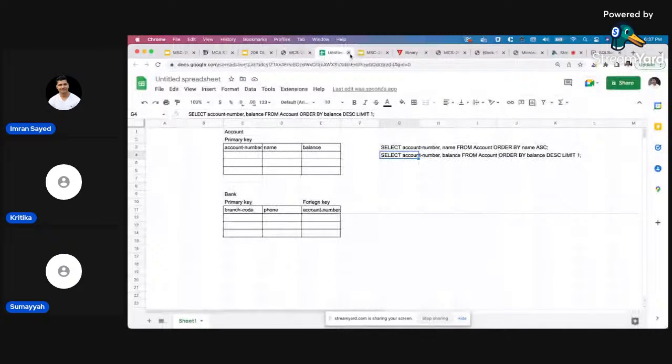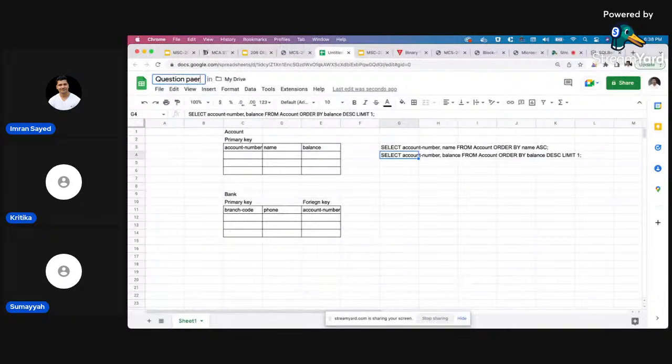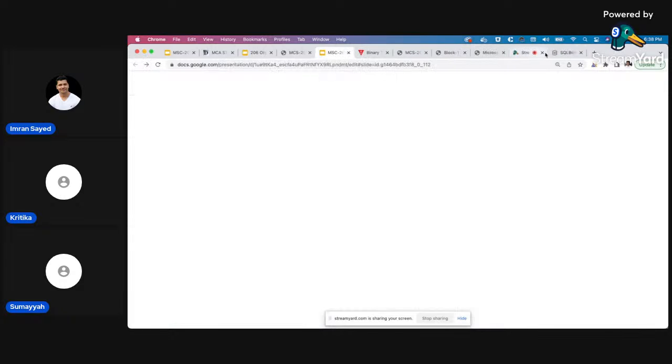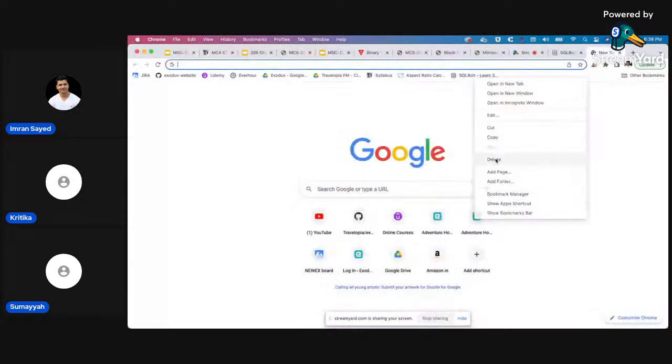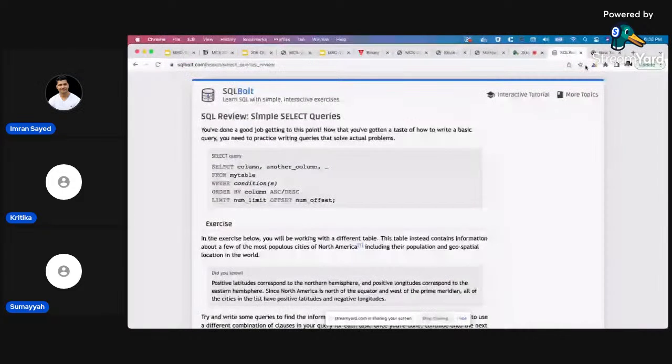Probably I'll just save it. Database queries. Okay, close this, erase this guy, and put that as a bookmark. So tomorrow we can start from there.